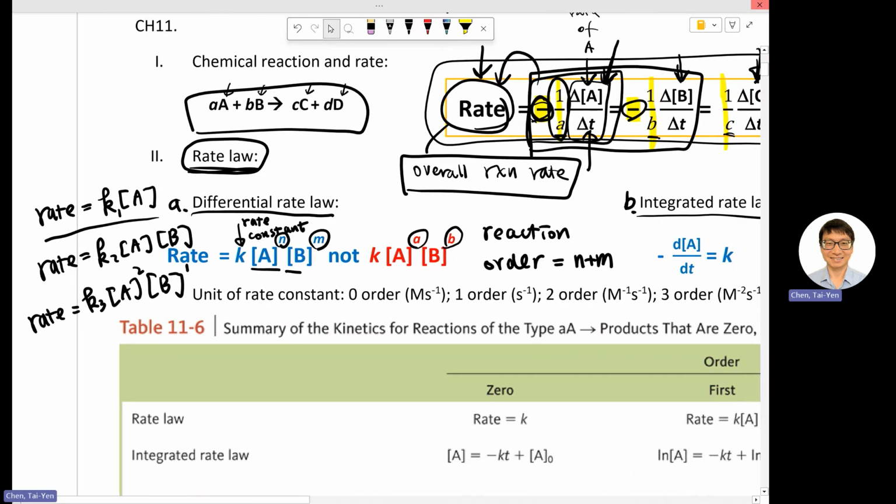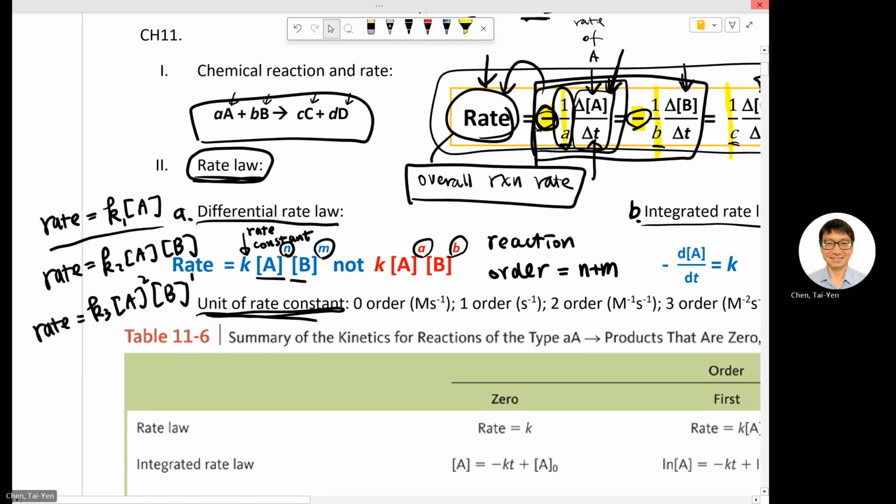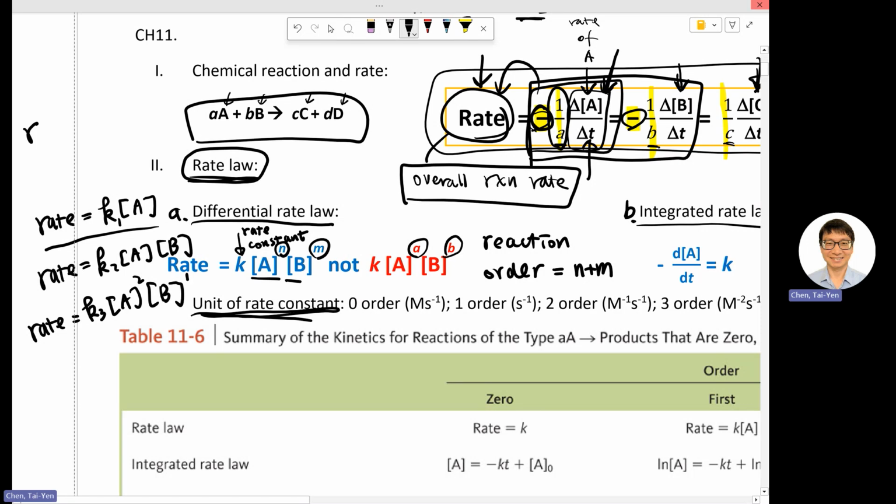With that being said, another very important thing, and you are going to get asked this in your homework, is the unit of k. Let's say you have a first order reaction. What is the unit of your rate constant? That's something that you need to know. Let's do it one by one.